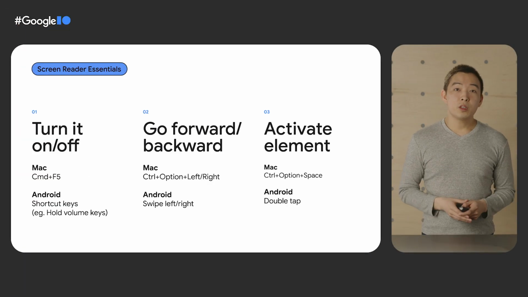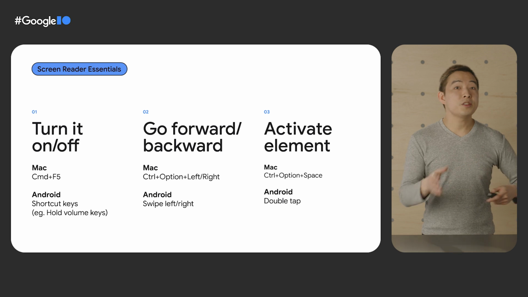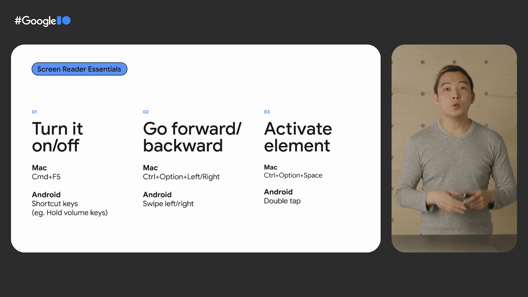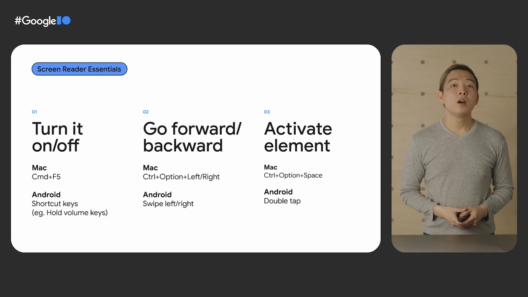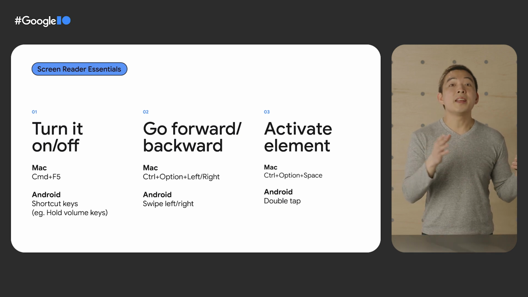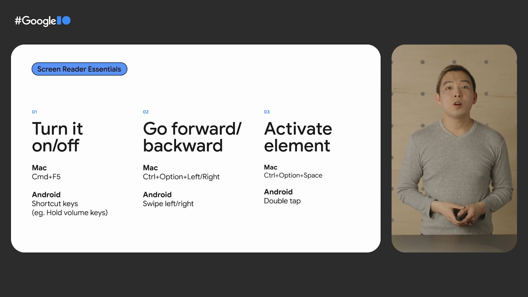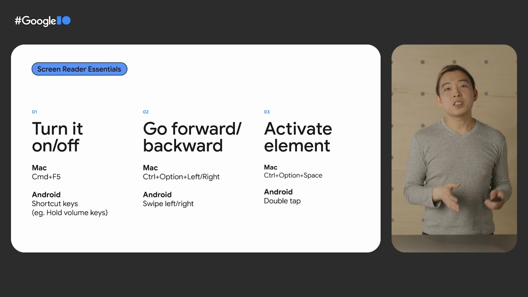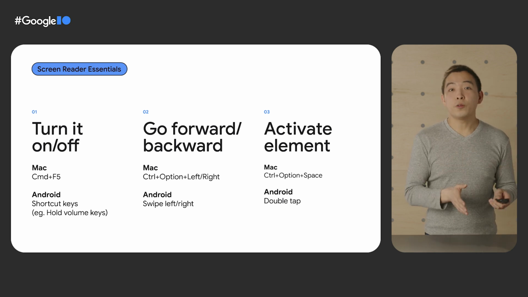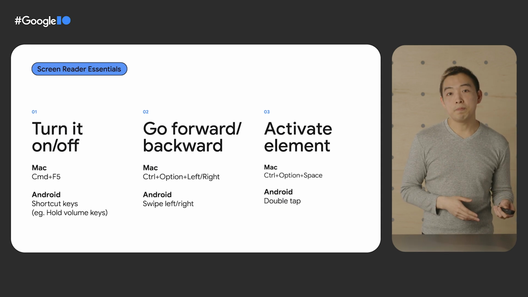Moving on to screen readers, the ones available to you depend on what systems you're using. So I recommend you do a quick search for your operating system screen reader. I'll be demonstrating the ones included in Android and Mac today. While there's a lot of available commands, all you really need to know is how to turn it off and on, how to go forward and backwards, and how to activate an element.